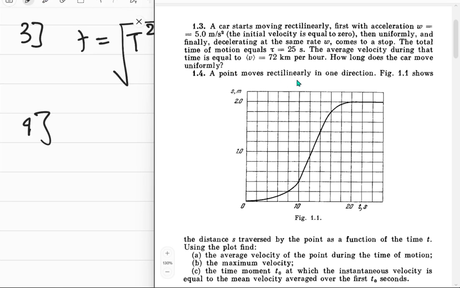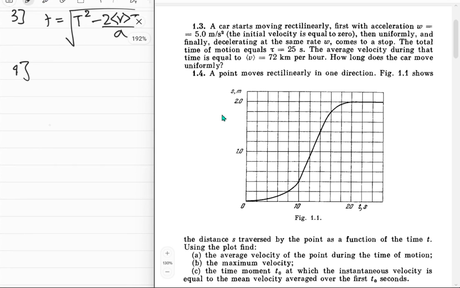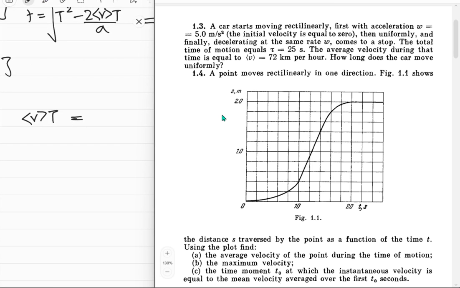Okay, a point moves rectilinearly in one direction. Wait, did I take that 4 into account? Oh, wait, maybe I didn't. Maybe I did not. So what was that? It was just this times the time required. It was our displacement, right? Oh, I think I didn't take that into account.